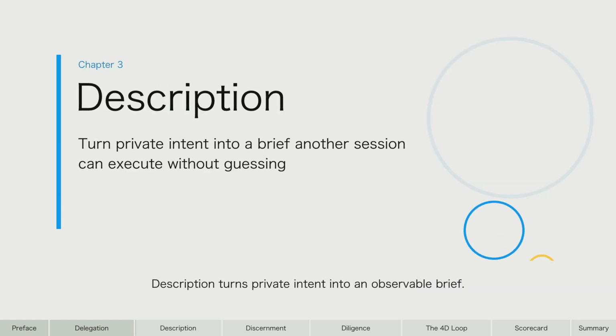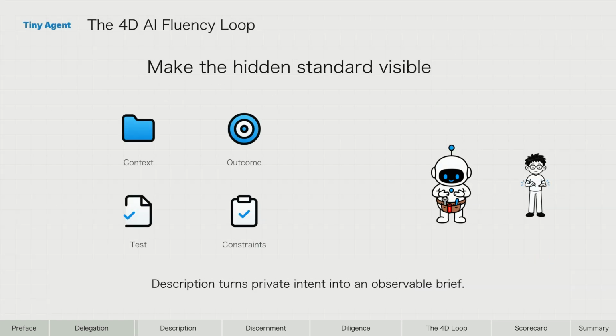Description turns private intent into an observable brief. AI cannot reliably infer the audience in your head, the trade-off you care about, or the standard you will use to reject the result. If those things matter, make them visible. A high-signal description contains 5 parts: the desired outcome, the relevant context, the audience or user, the hard constraints, and the evidence or test that defines success. Examples help when they reveal a preference, not when they merely add more text.